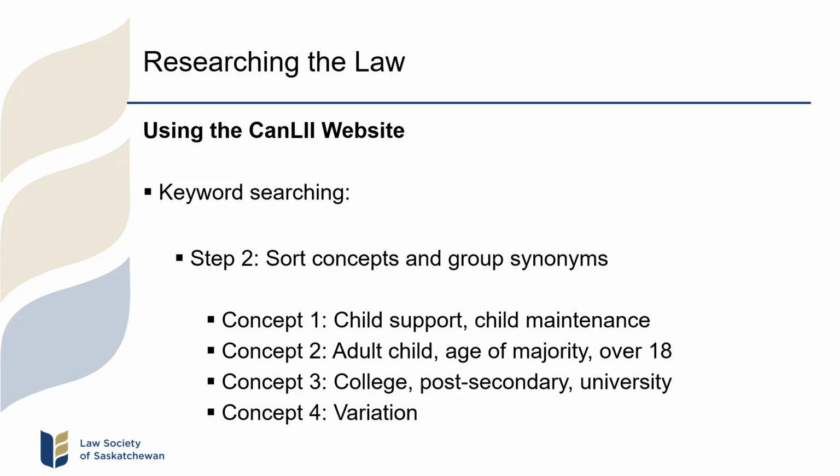In the second step of our keyword search strategy, we need to group our brainstormed keywords into distinct concepts as best as we can. So here's what I've come up with. Concept 1, child support. Our situation has to do with child support. Concept 2, adult child. The child in question is an adult child. Concept 3, university. The child in question is attending university. Concept 4, variation. The ex wants to change or vary the child support amount.